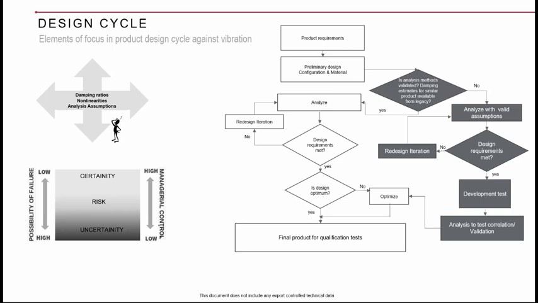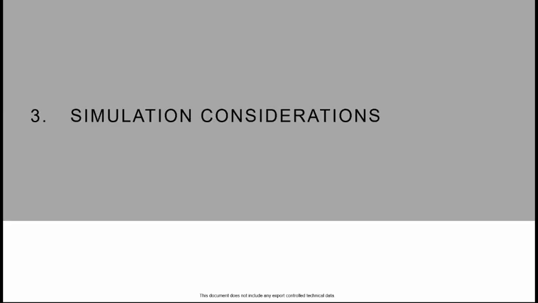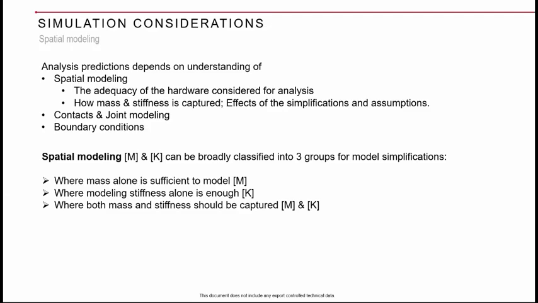So now you have seen various factors. We have been discussing simulations, requirements, and understanding the system behavior or characterizing the system, which is nothing but system identification. Then we talked about analysis to test correlation in this design cycle. Now let's see each one in detail: what will be the contribution of each of these aspects in a successful vibration design. So now let's look at simulation considerations.